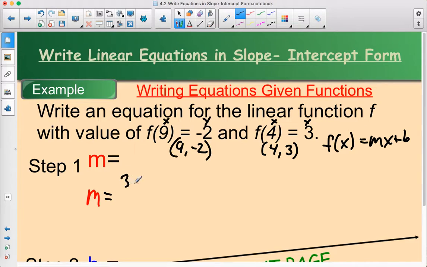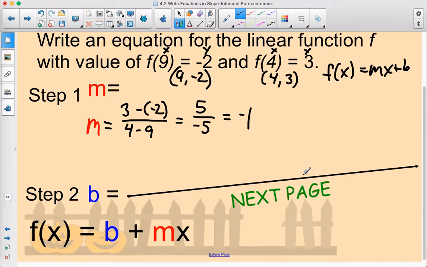So m equals (3 minus a negative 2) divided by (4 minus 9). 3 minus a negative 2 is the same as 3 plus 2, which is a 5. 4 minus 9 is a negative 5. This one works out nice. My slope is equal to negative 1. So I know my slope. Next thing I need to do is I need to get my y-intercept. Okay, so that's step 2. I know my slope is negative 1.